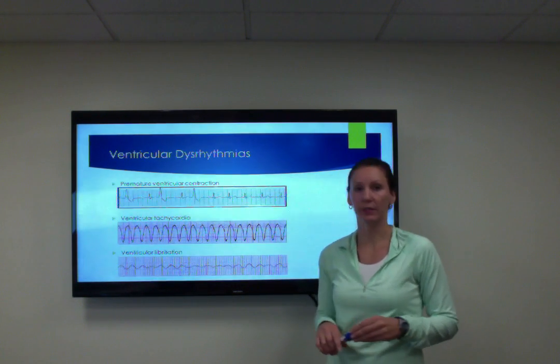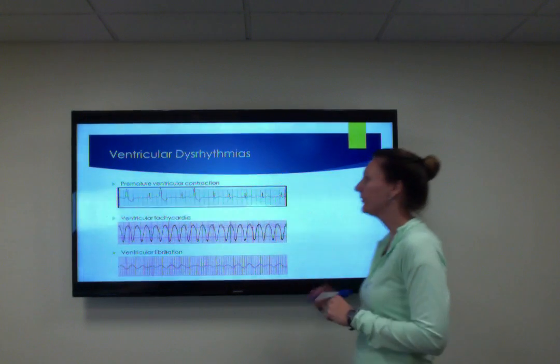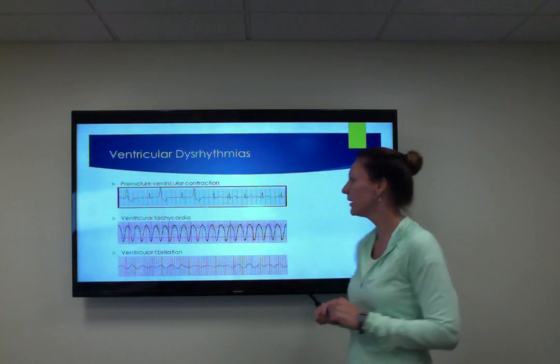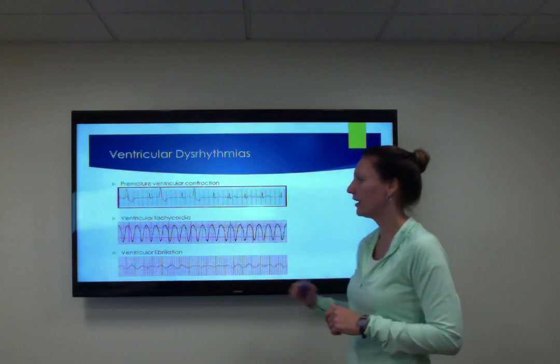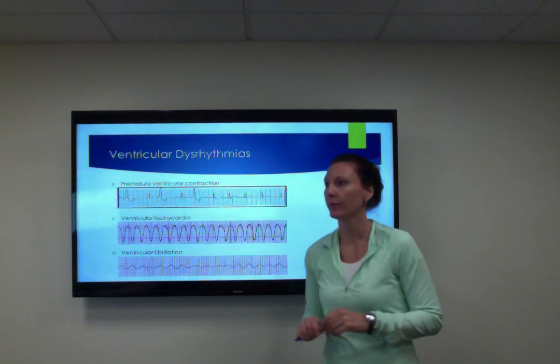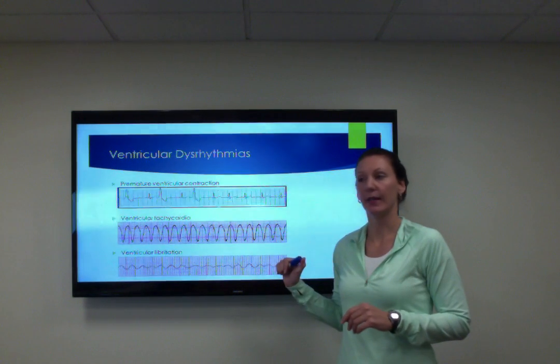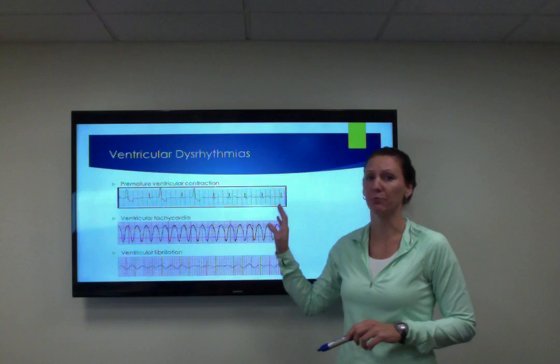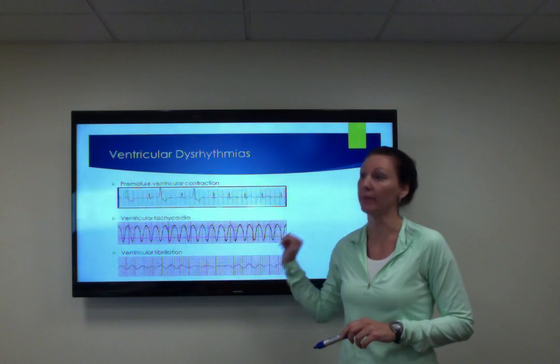For ventricular dysrhythmias, you have premature ventricular contraction, also known as PVCs. You have ventricular tachycardia, and then ventricular fibrillation. So these are dysrhythmias that are beginning in the ventricles. PVCs are actually pretty common and usually fairly benign.